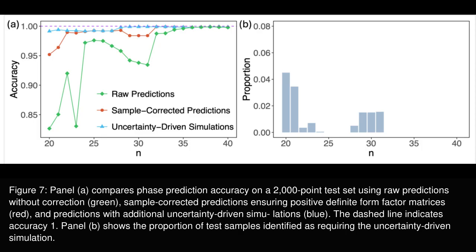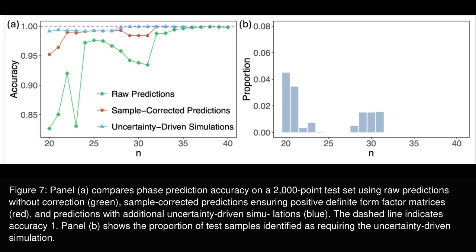The figure shows that correcting predictions improves accuracy, and further incorporating uncertainty-driven simulations substantially closes the accuracy gap to near-perfect prediction. Panel B quantifies the proportion of test samples flagged as requiring these uncertainty-driven simulations, demonstrating efficient adaptive refinement. The authors interpret this as evidence that incorporating uncertainty helps identify and correct challenging cases, boosting overall surrogate model reliability in phase prediction.